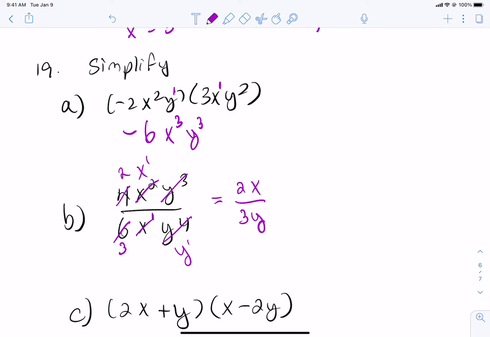For a division, just find the difference between the x's on top and bottom. And if there's no x's in the bottom, you would just leave the x's where they were on top.